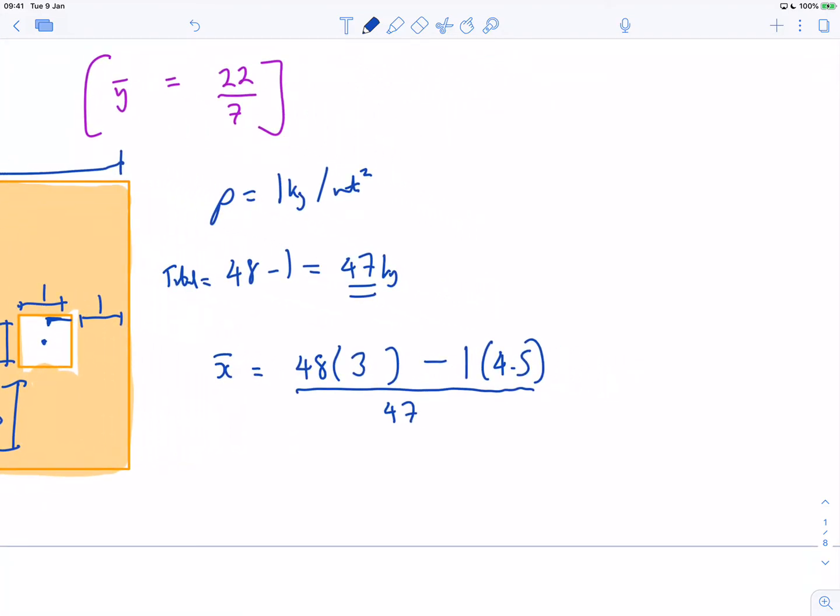So that is just a little calculation job. So 48 times 3 minus 4.5, and divide that by 47, and we get x bar is 279 over 94 units to the right, which is 2 and 91/94.